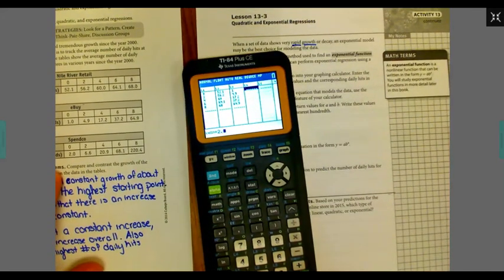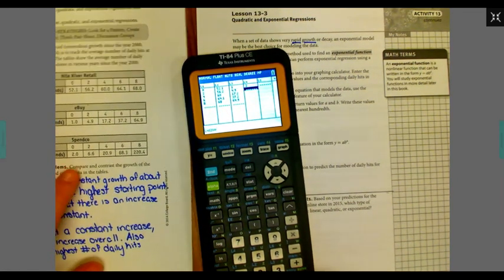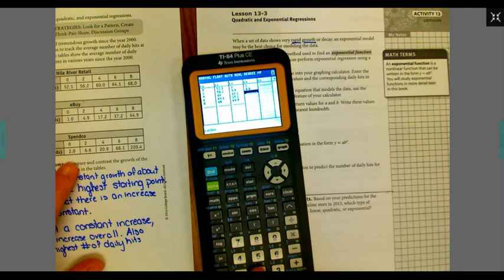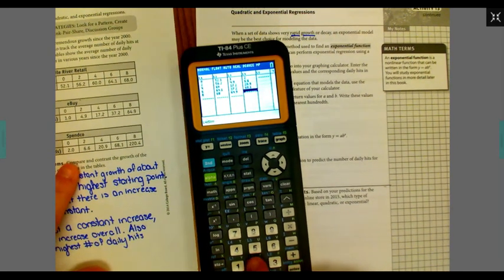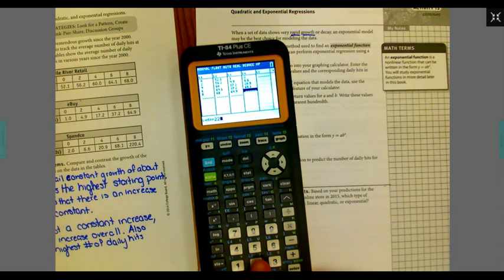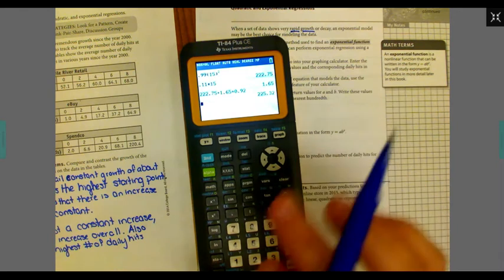So I'm going to enter 2.0, 6.6, 20.9, 68.1, 220.4. All right, so now that we've input our data, we're going to go back to second mode and get back to our home screen.